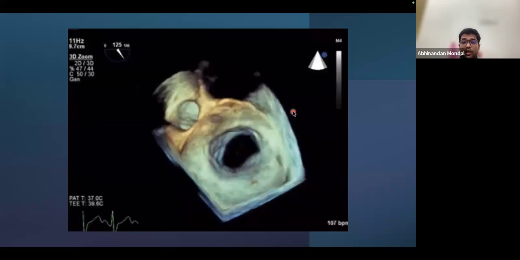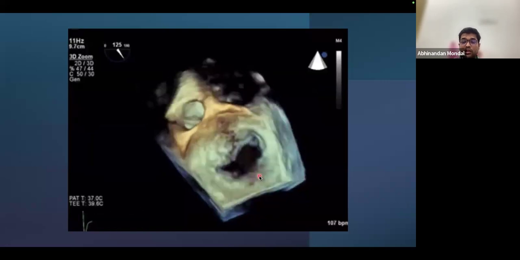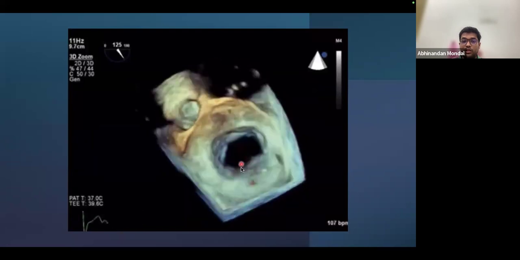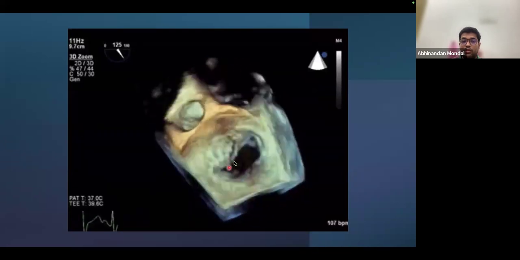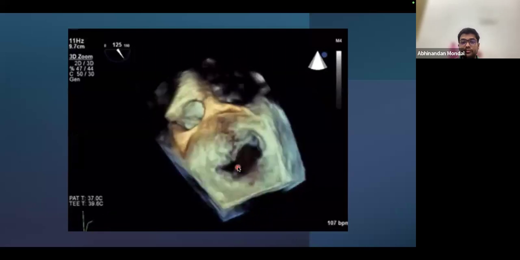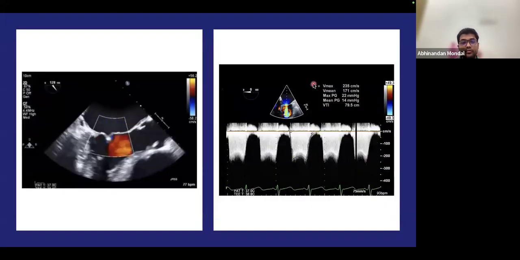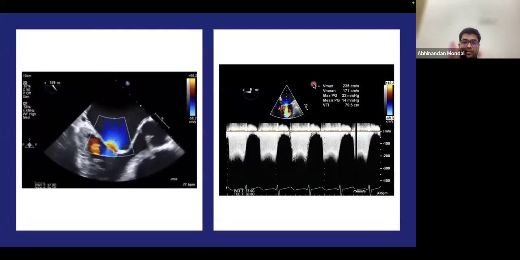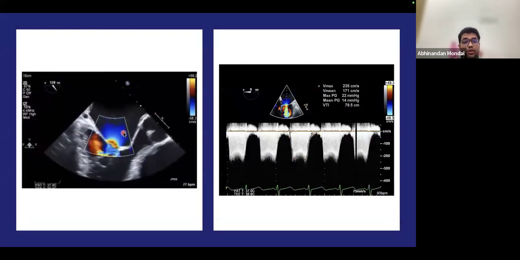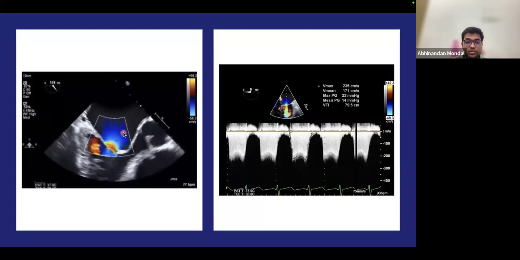So this is a 3D of the valve. You can see a coaptation gap even when the valve is closing. Now you can see there is a nice PISA formation in the mid-esophageal four-chamber view. This is another patient, not the same patient.